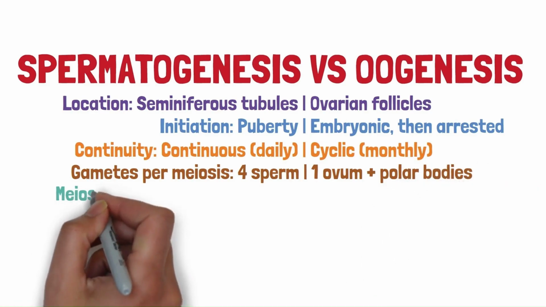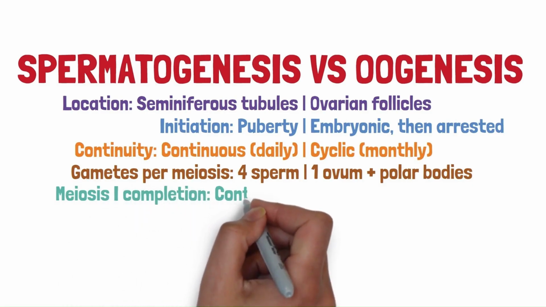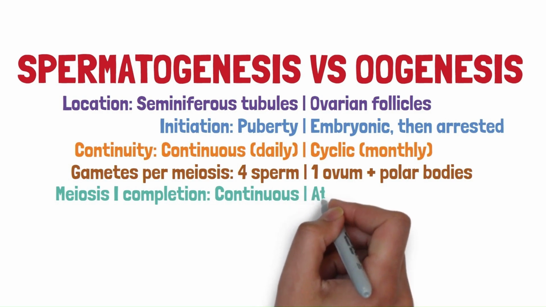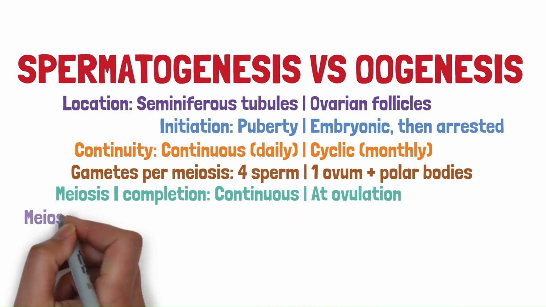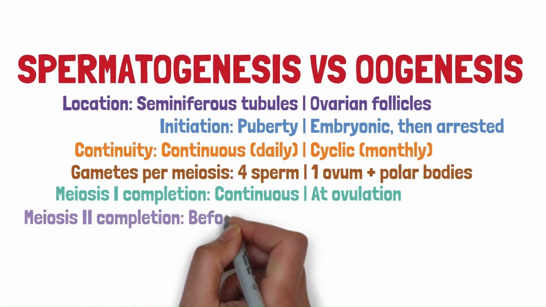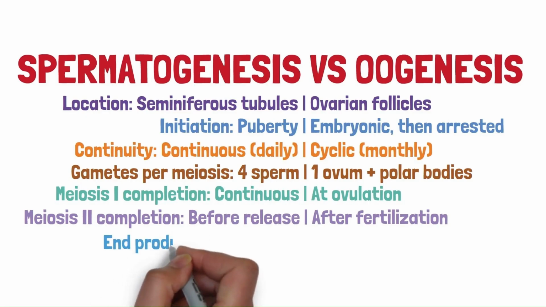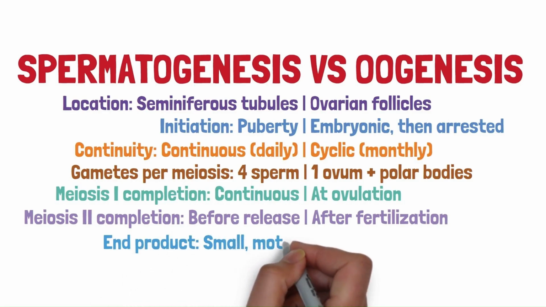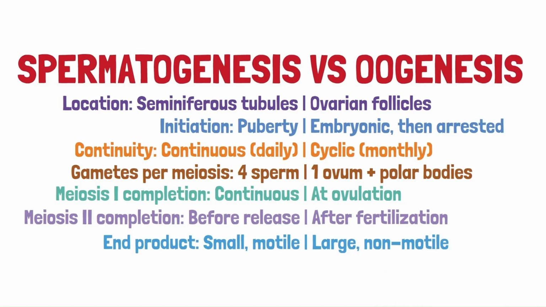Meiosis 2 completion. Sperm finish meiosis 2 before they are even released. The oocyte does not finish meiosis 2 until after fertilization. And the end products reflect their jobs. Sperm are small and motile, built to travel. The oocyte is large and non-motile, packed with nutrients for the earliest stages of development.